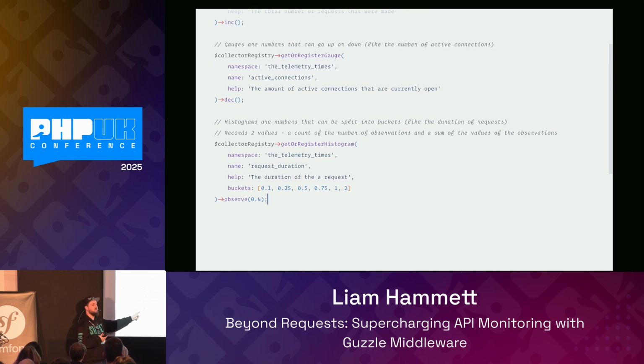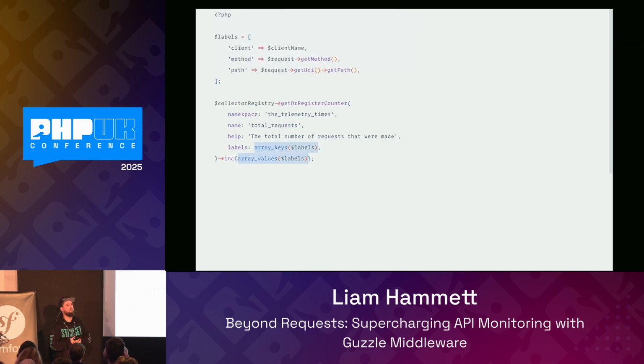So if we're observing something that's taking 0.4 seconds, well, that's going to come into this bucket to say it's taking between 0.25 and 0.5 seconds. So rather than recording exactly how long it took each time, instead we're just going to be able to see that most of the requests fit into one of these buckets.